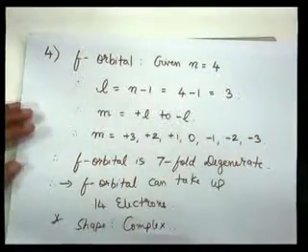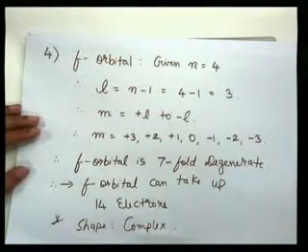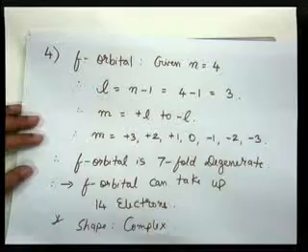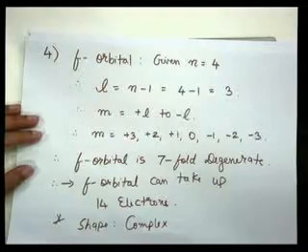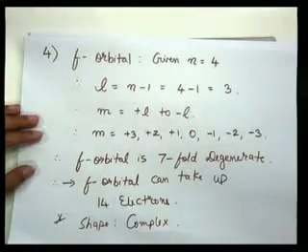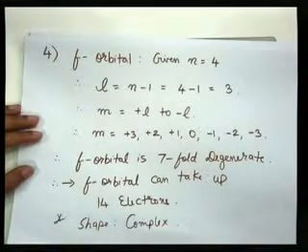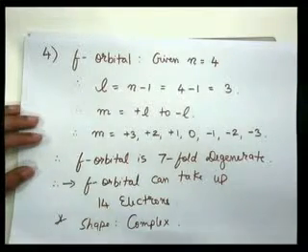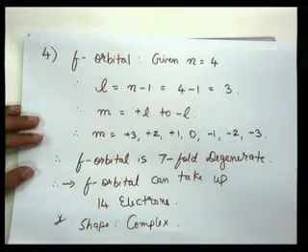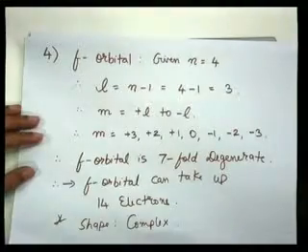Coming to the f orbital, we can see that the principal quantum number for the f orbital is n equal to 4. Therefore, your angular quantum number is n minus 1, that is 4 minus 1 equal to 3, and therefore your m can take the values plus 3, plus 2, plus 1, 0, minus 1, minus 2, minus 3, and therefore your f orbital is basically 7-fold degenerate. Similarly, your f orbital can take a maximum of 14 electrons, with a complex shape.